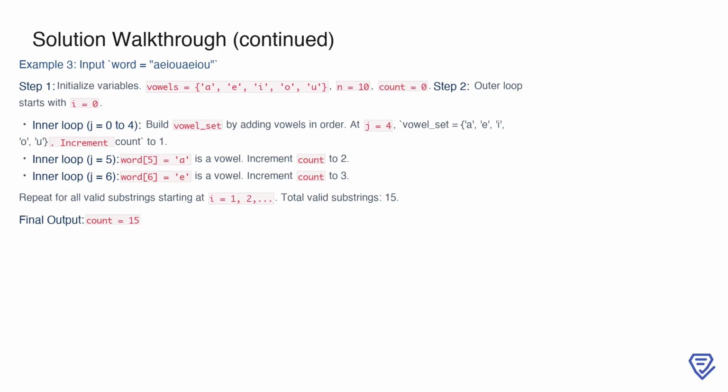As we continue, at j equals 5, the character is A, which is already a vowel, so we increment count to 2. Similarly, at j equals 6 and j equals 7, we encounter E and I, respectively, and increment the count each time. This process continues for all valid substrings, including those starting at i equals 1, i equals 2, and so on. By the end, we find a total of 15 valid substrings containing all 5 vowels in this example. Therefore, the final output is count equals 15.